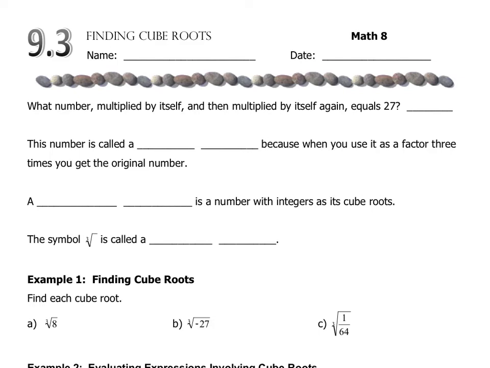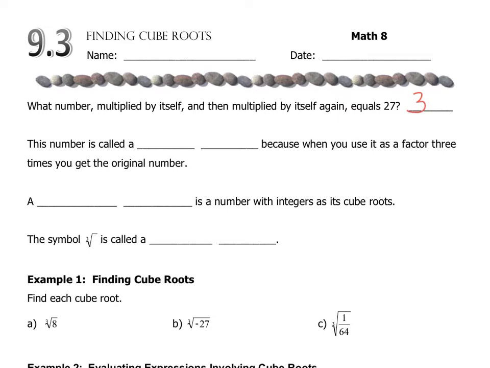This lesson is about cube roots, which is very similar to what we did with square roots, same concept, only now we're talking about cube roots. So let me explain what a cube root is by giving you a question/example. What number, when multiplied by itself, then multiplied by itself again, equals 27? So what number used 3 times is 27? And the answer is 3.